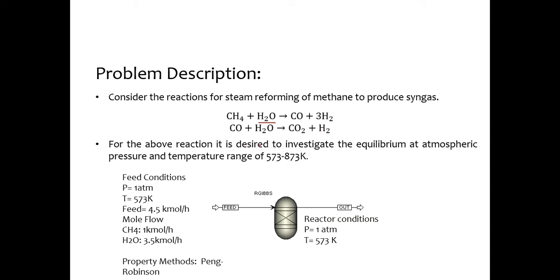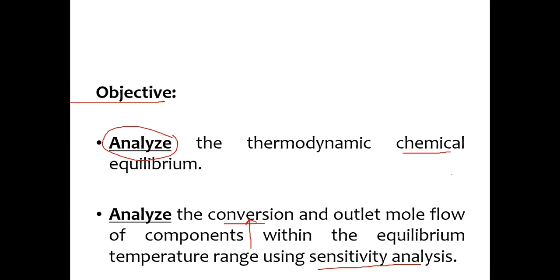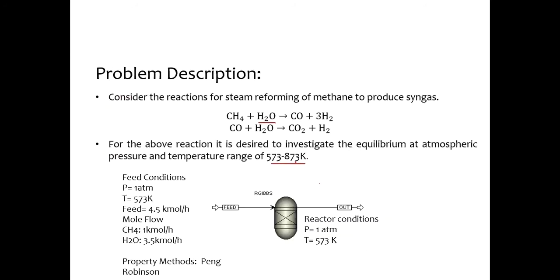For the above reaction, it is desired to investigate the equilibrium at atmospheric pressure and temperature range of 573 to 873 Kelvin. In the previous slide, I had told you that we will be given the equilibrium temperature range, and it is 573 to 873 Kelvin. This is for sensitivity analysis. But what are the initial conditions? Feed at 1 atm, 573 Kelvin, flow rate is 4.5, CH4 1 kmol per hour, H2O 3.5 kmol per hour, Peng-Robinson property package. The two conditions which we have to provide at least for the reactor, which are pressure and temperature, these are same as that of the feed.